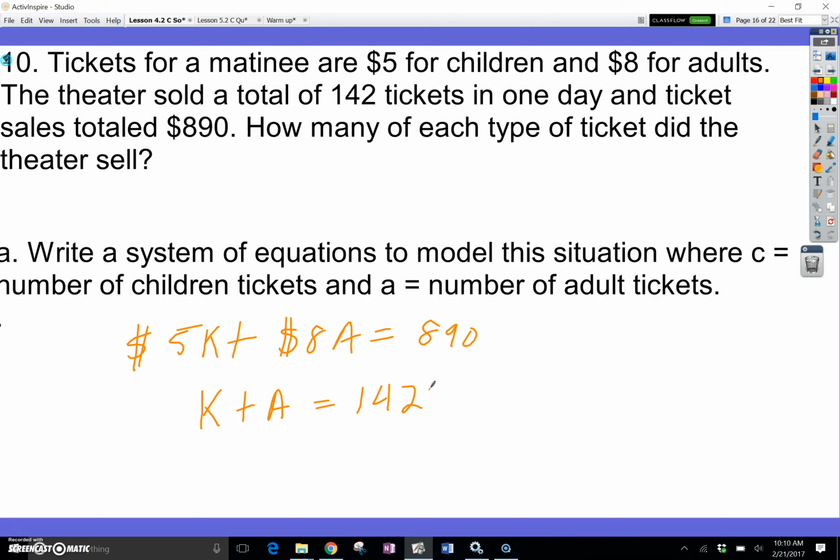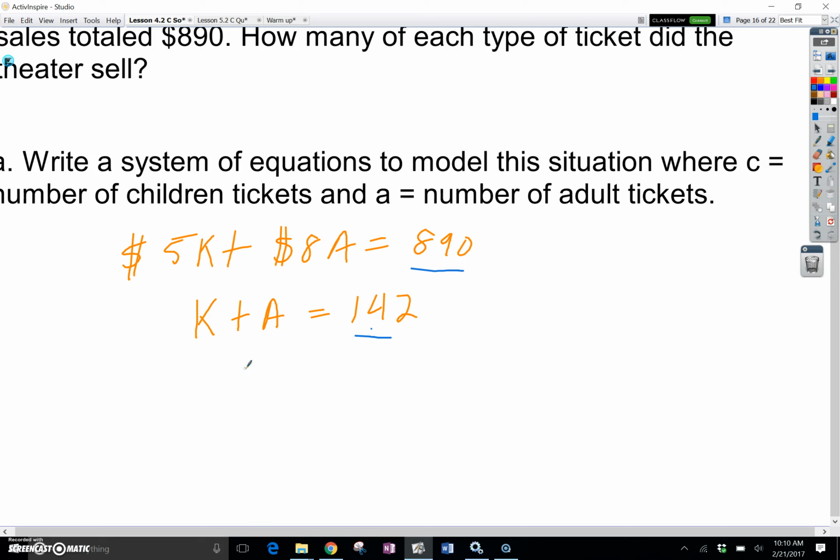Alright guys, you should already be done solving these. And you're just going to check your work with me. When I see this, what I personally want to do is, I don't see anything I can eliminate, and these are pretty big numbers. So what I'm going to do is solve for one of my variables and use substitution. So let's go ahead and make our little t-chart, and that would look like k plus a equals 142, and then 5k plus 8a equals 890.